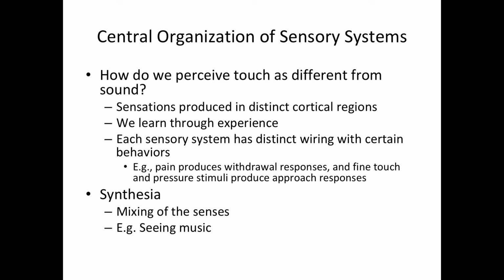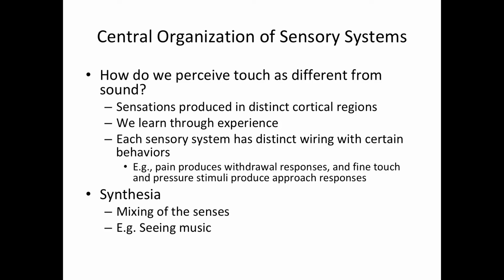Okay, so this is the last slide before we move into the different senses. So how do we perceive sensations such as touch or smell or sound as different things, right? This is a good question. So different sensations are processed in distinct regions of the cortex. So you have a cortex for somatosensation, one for motor, one for vision, etc.